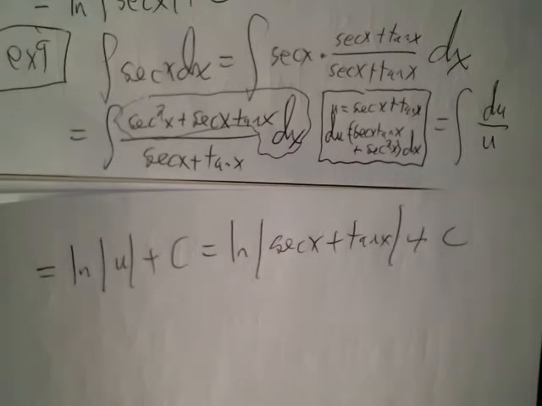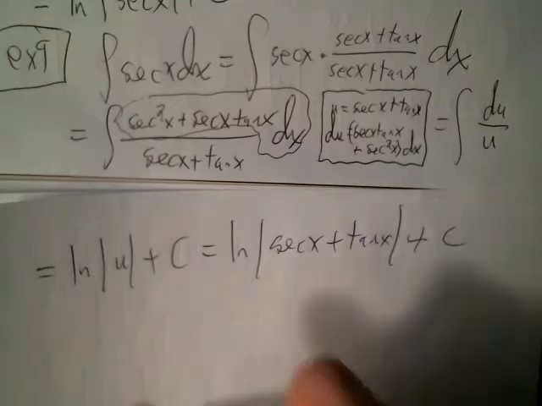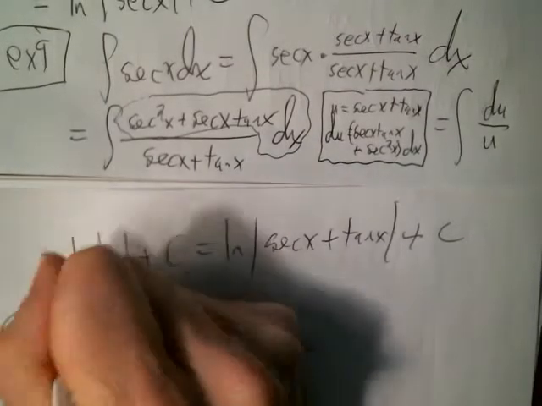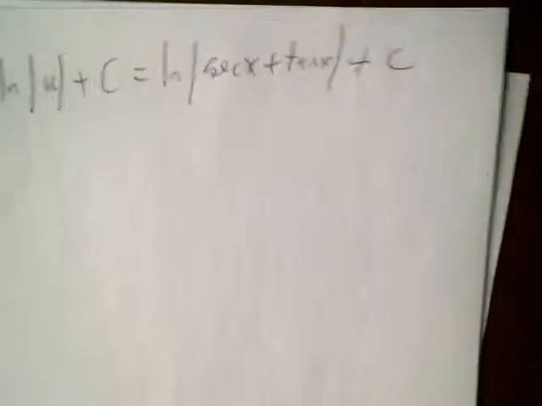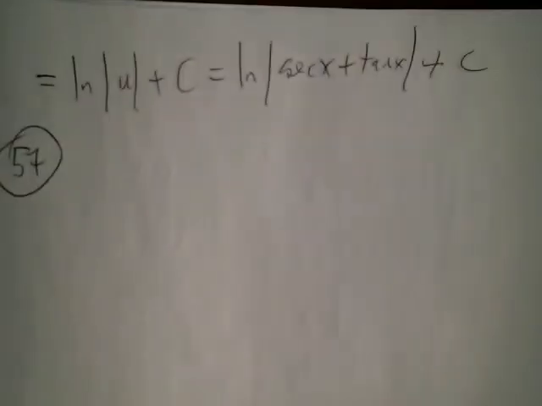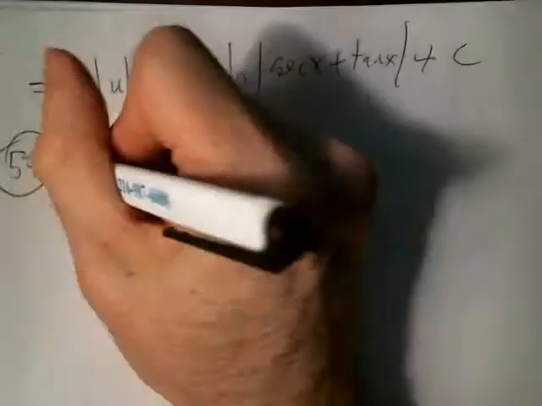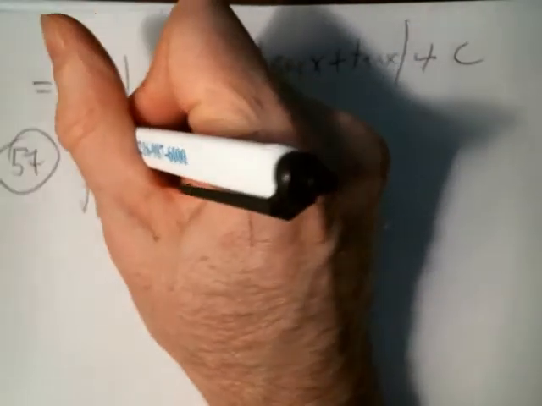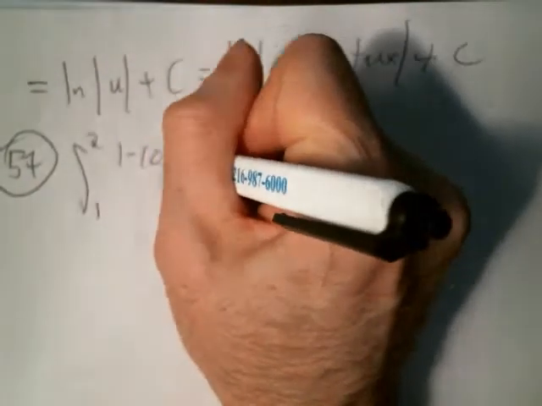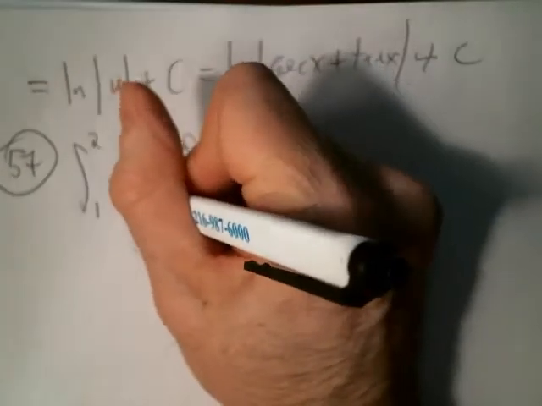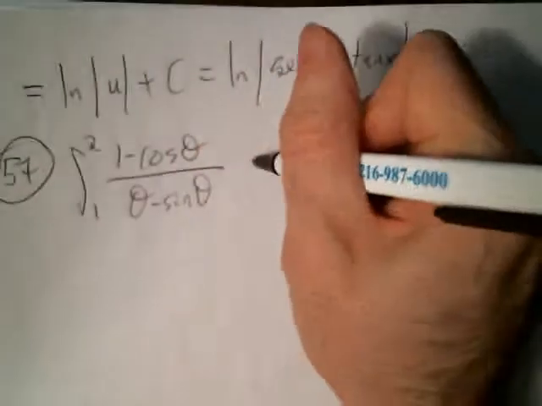What shall we do next? Let's just do one random last problem where we actually have to evaluate. It's number 57, and we'll call it quits. The integral from 1 to 2 of 1 minus cosine theta all over theta minus sine theta d theta.